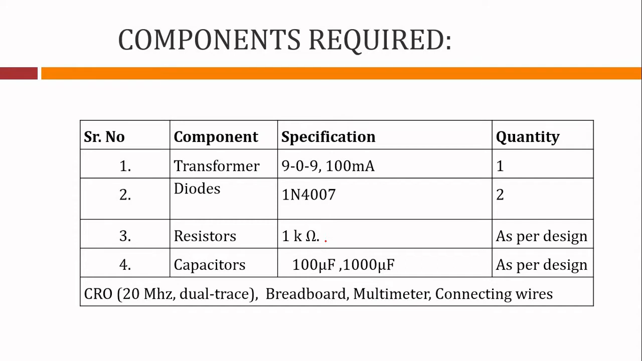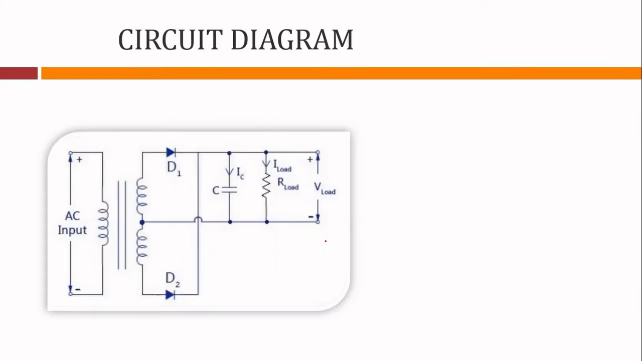So we are using a center tap transformer of 9-0-9 rating, 100 milliamperes, a regular set of diodes 1N4007, and a resistor of 1 kilo ohm, wherein we are going to drop the voltage across it, and the capacitor. Now we have used two capacitors here, 100 microfarad and 1000 microfarad. It is as per design, and you can actually make out the difference in the output signal, in the sense of the ripple voltage, by connecting different sets of capacitors.